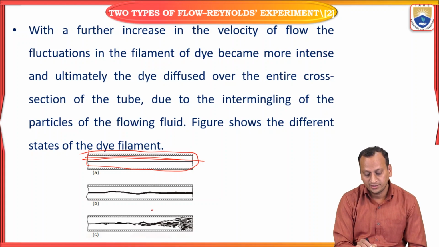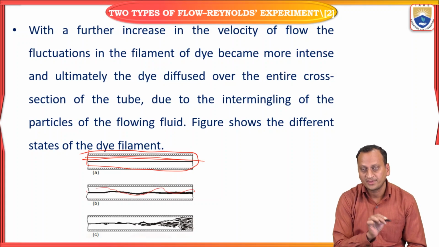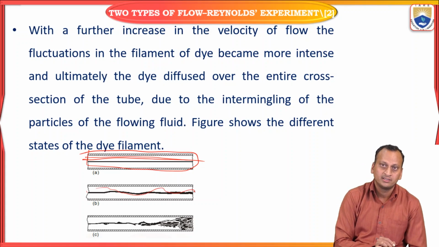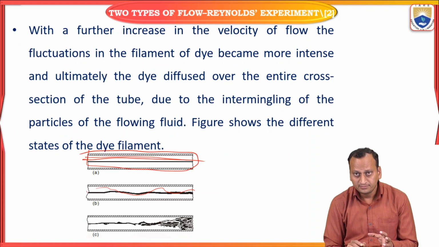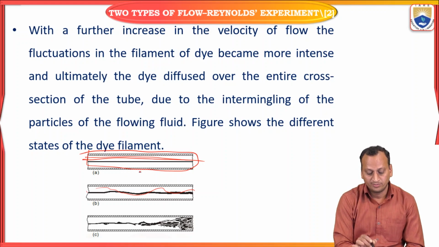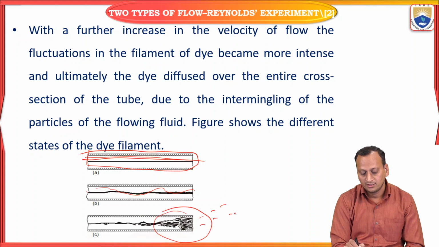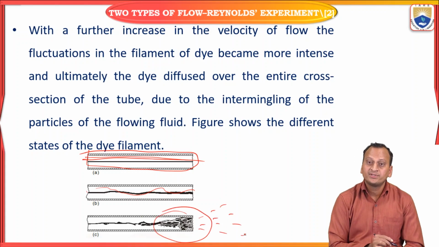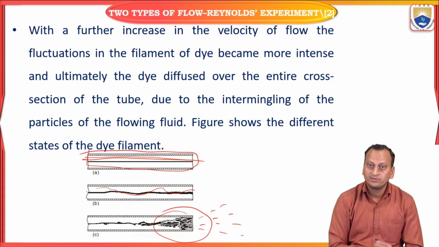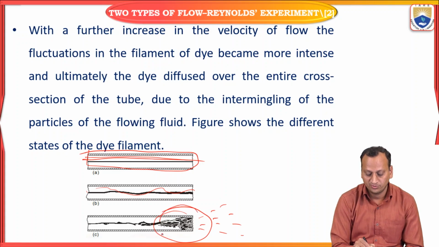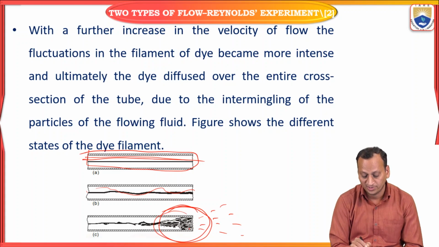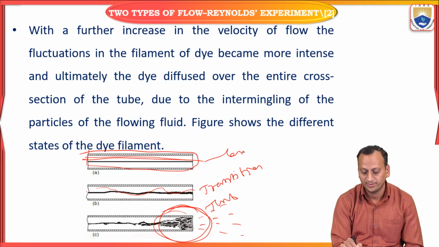In case of transition, it becomes a wavy one because it won't be stable. Gradually, it transforms from laminar into turbulent. In this case, we can observe the scattered, diffused dye. So therefore, we can say this is nothing but a turbulent flow. If you see this type of pattern, we can call it turbulent, and this is the transition region, and this is laminar.